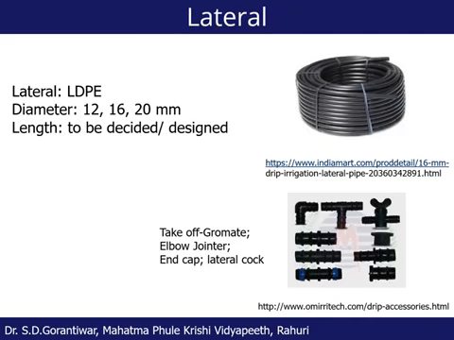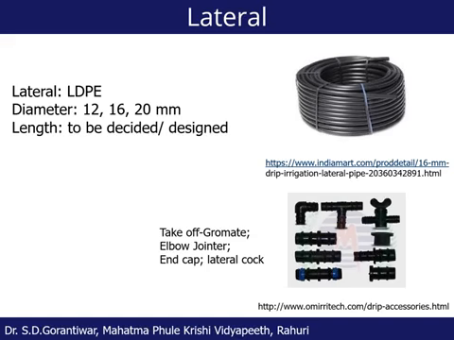Then the first pipe in the pipe network is the lateral pipe. Okay, the lateral pipe is made from LDP, that is low density polyethylene pipe. I have shown this figure as well. Now the characteristic of low density polyethylene pipe is that even if it is exposed to the sun, it doesn't become brittle, and its life is around 6 to 7 years.